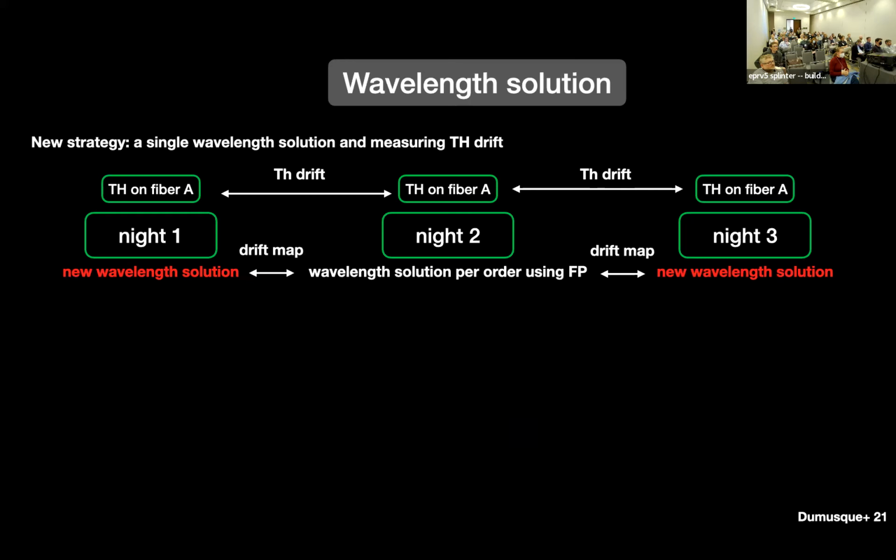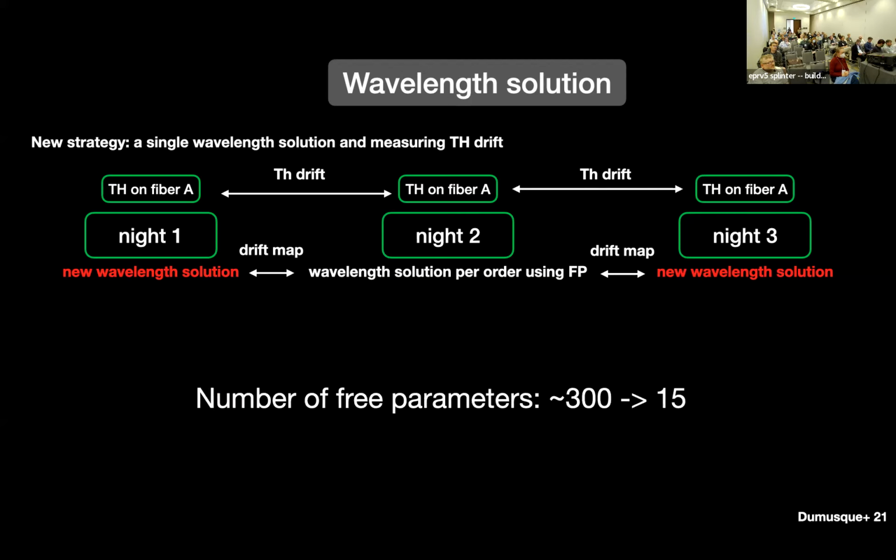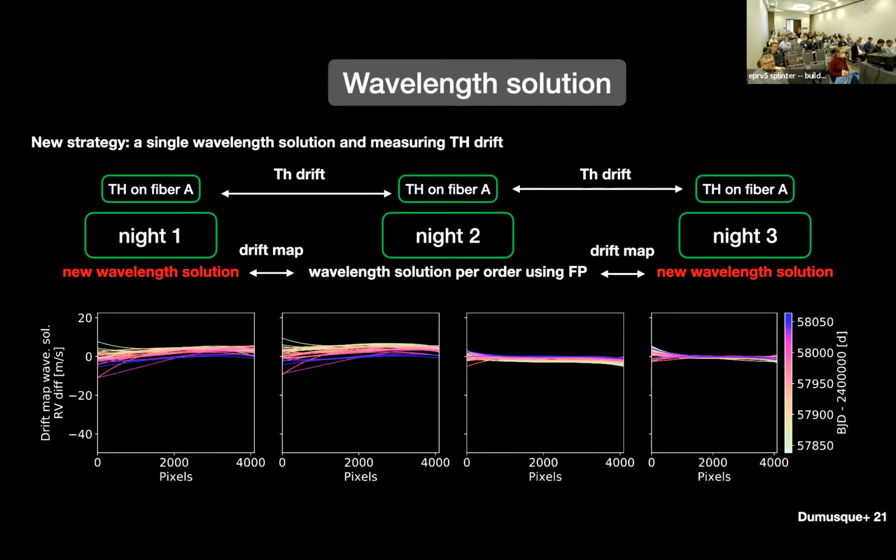And so then once you have this wavelength solution and then your polynomial fit, you can just take the wavelength solution of your reference, apply this polynomial shift, and then you have a new wavelength solution. And then with that, you go from 300 free parameters to 15 or 20, something like that. Okay. And then when you do that, you arrive at those types of residuals between the wavelength solutions, and you see it's much more stable.